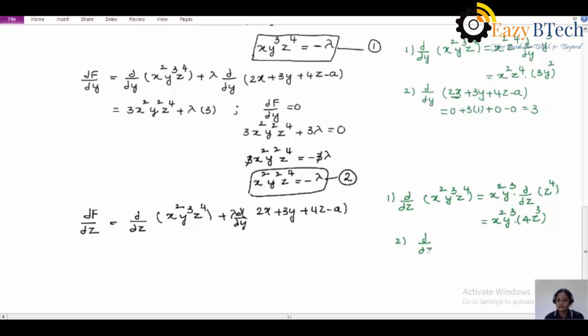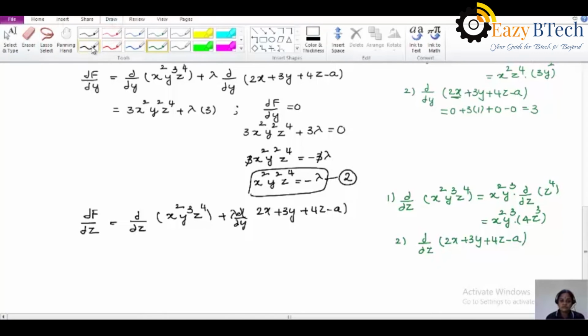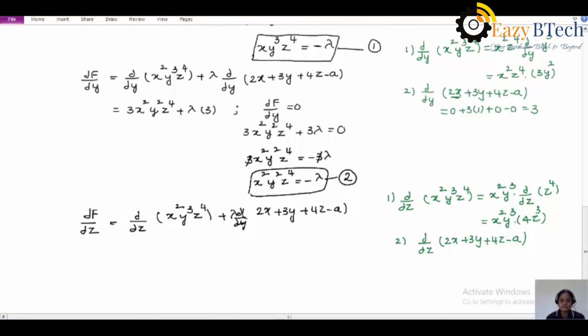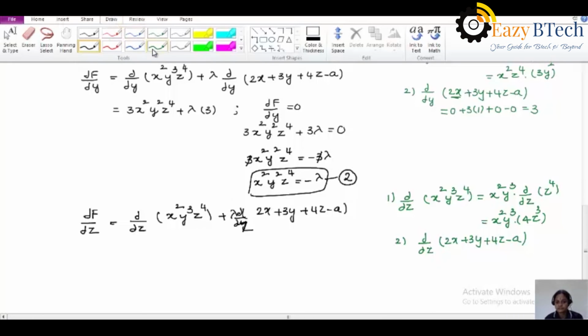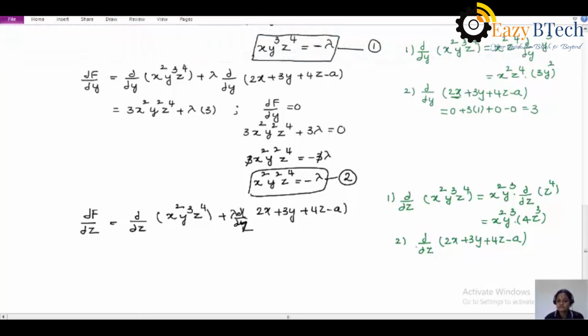Second term: ∂/∂z of (2x + 3y + 4z − a). Here we have to write ∂/∂z, not ∂/∂y. ∂/∂y is completed; we have to differentiate with respect to z here. See here, students, in the first function there is no z, so the answer is 0. Second term is 0, and the third term is 4z, and for z the differentiation is 1. The last term a is a constant, so 0, and finally the answer is 4.